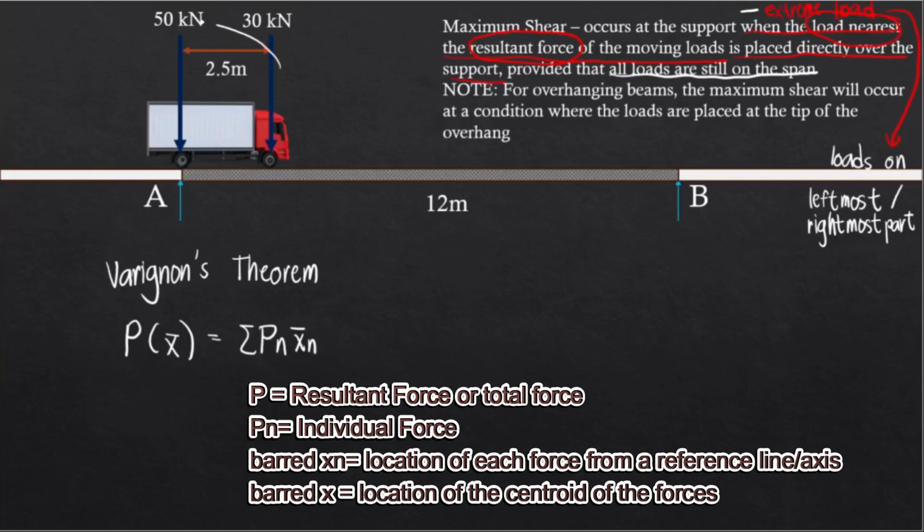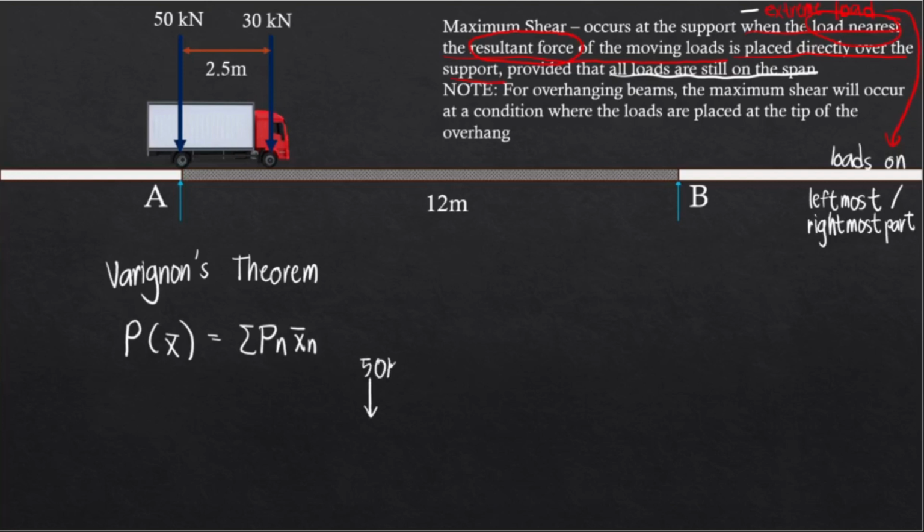Now let me just redraw this one. We have 50 kN, and then we also have 30 kN, separated by a distance of 2.5 meters.